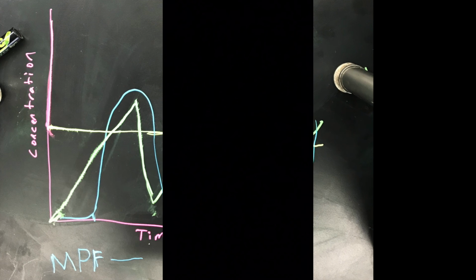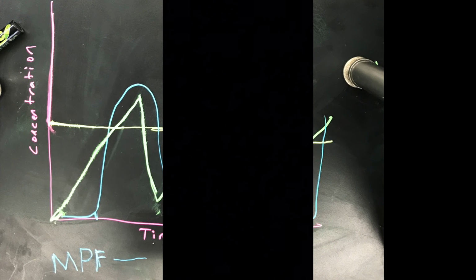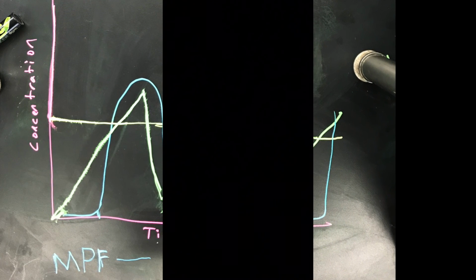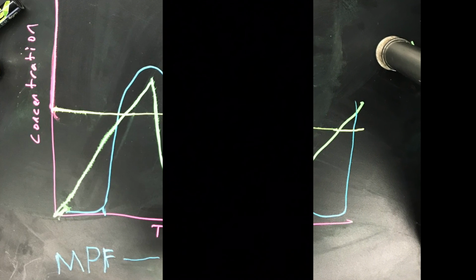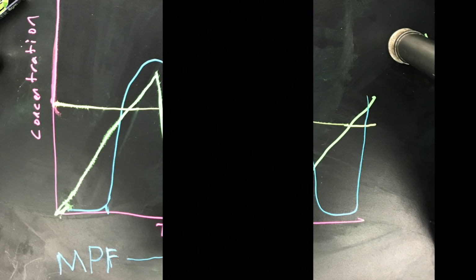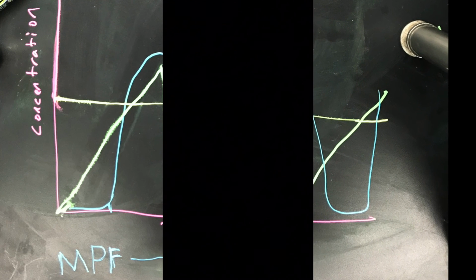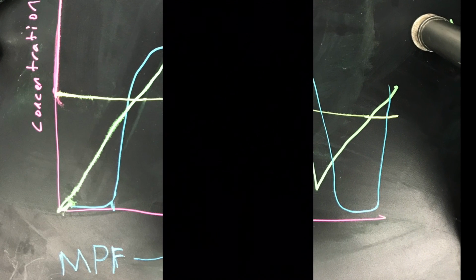MPF, also called maturation promoting factor, and cyclin fluctuate in concentration during the cell cycle. When they peak, the cell is ready to divide. CDK, also called cyclin-dependent kinase, remains at a constant concentration during the cell cycle.